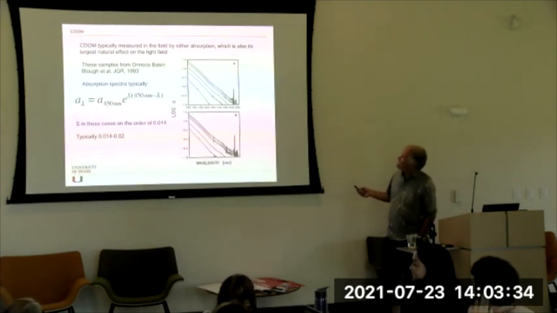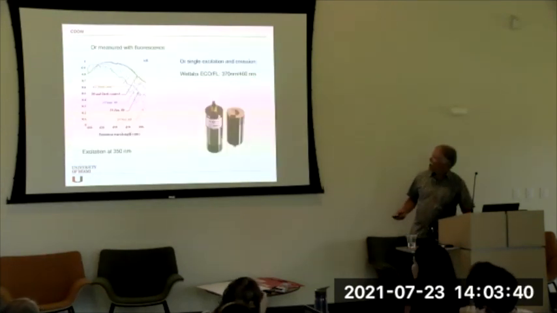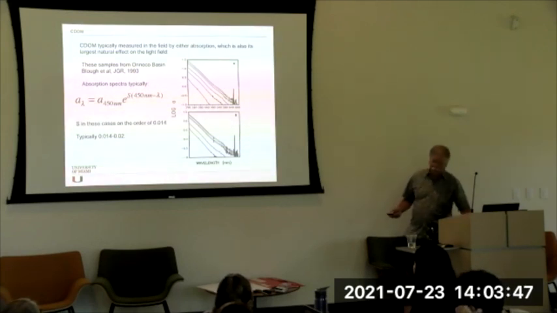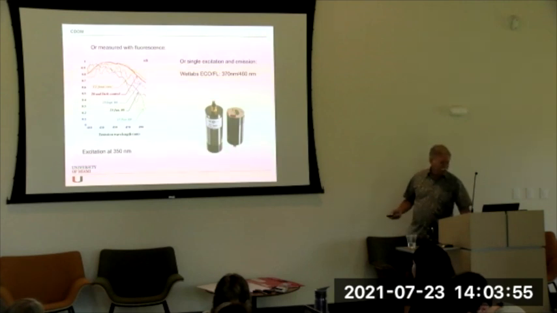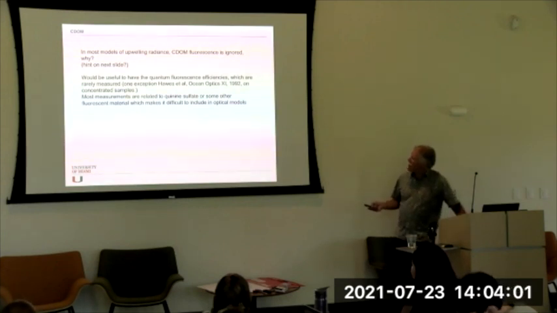CDOM is typically measured through absorption, but you can also measure it with fluorescence. What actually is important, CDOM's absorption spectrum falls off very quickly from the blue. You can measure with fluorescence. There's these things, and now there's a whole bunch of newer instruments out there. CDOM fluorescence, for the most part, is ignored. Why do you think that would be?